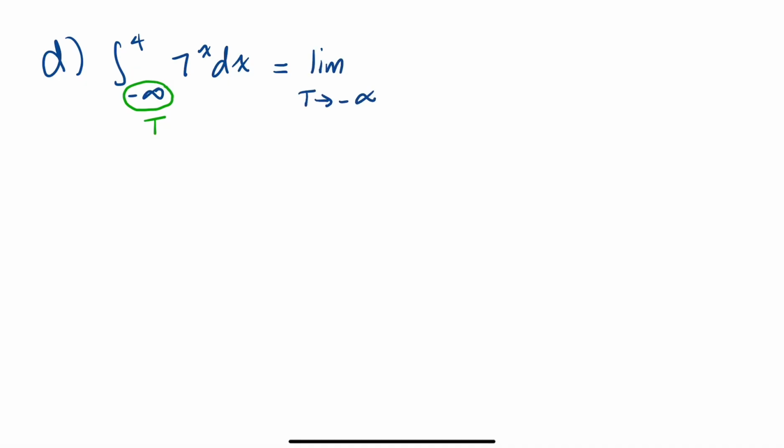What about part D? In part D, we have the integral going from negative infinity to 4 of 7 to the x dx. I look and see what's causing an issue right now, and because of the infinity, this is an improper integral. We can call this some other variable such as t and see what happens to the limit as t approaches negative infinity. So we can say that this is the limit as t approaches negative infinity of the integral going from t to 4 of 7 to the x dx.